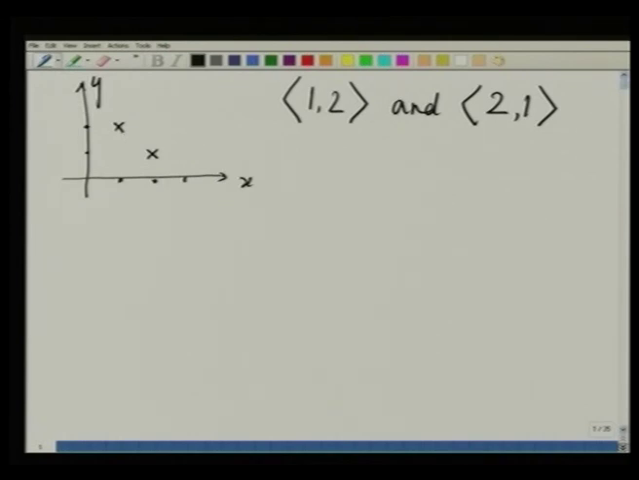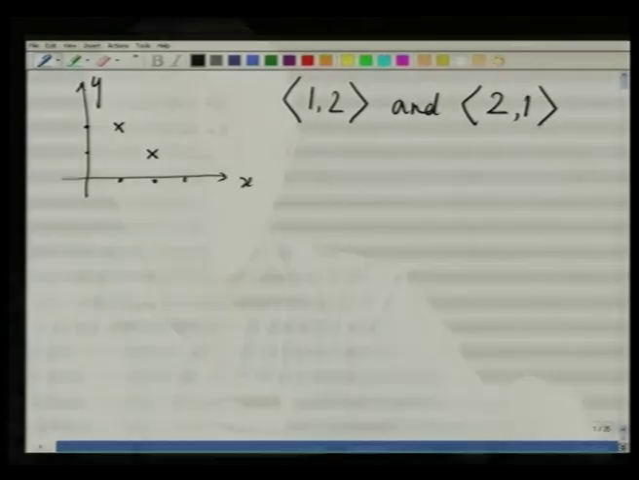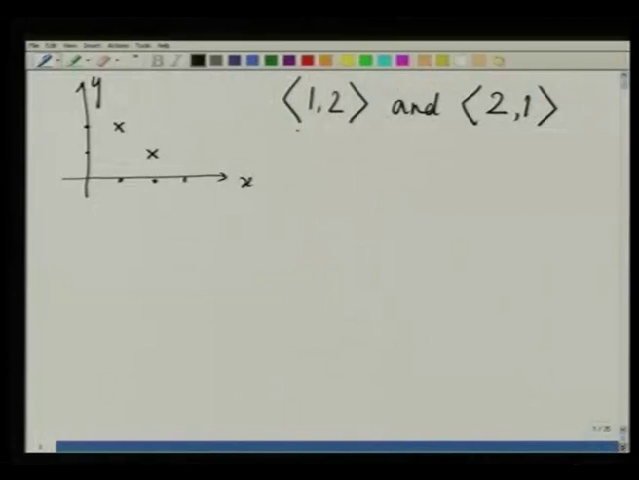In short, therefore, we mean to exclude the possibility of confusion and consider the most general situation by making a distinction between the points 1 comma 2 on the one hand and 2 comma 1 on the other hand, or more generally the point A comma B on the one hand and B comma A on the other hand. These are always different points.